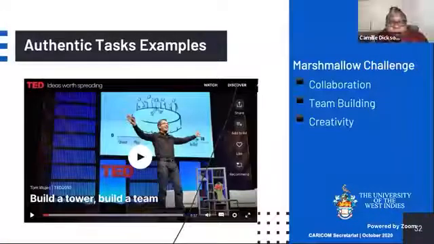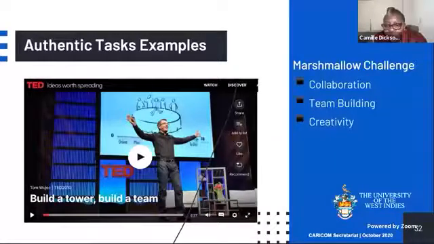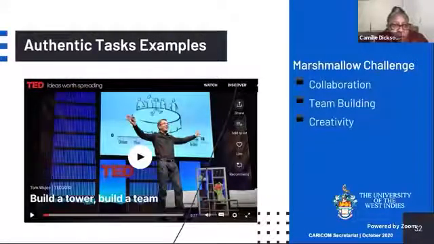So I gave two examples before we go into some examples from the region. This one I've used is a marshmallow challenge. If you ever want to see it and hear people talk about it, look at Tom Wujec's TED Talk about building a tower and building a team. This is a team assignment. I've used this in business management for older kids. I've used it with younger kids just to get them to talk to each other and collaborate and share.